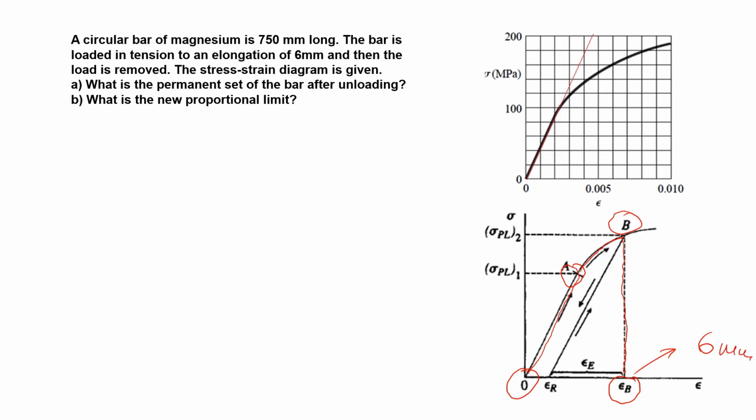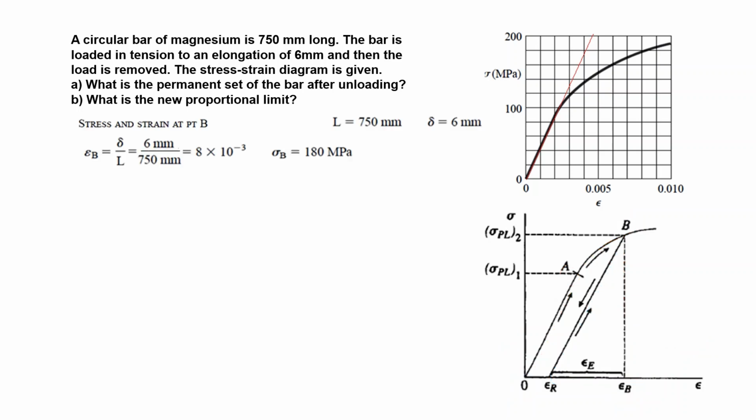Okay, then the next step is we unload the specimen or the bar. Well, this part is regained, and here we have a permanent deformation, epsilon permanent, and this is how the problem looks like. First, we calculate the stress and strain at this point B. We know that the deformation is 6 millimeters. The initial length was 750. The calculation gives me 8 times 10 to the minus 3.